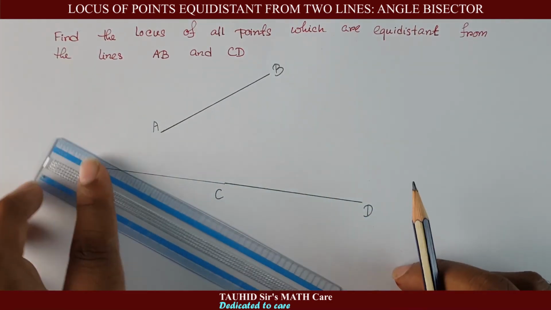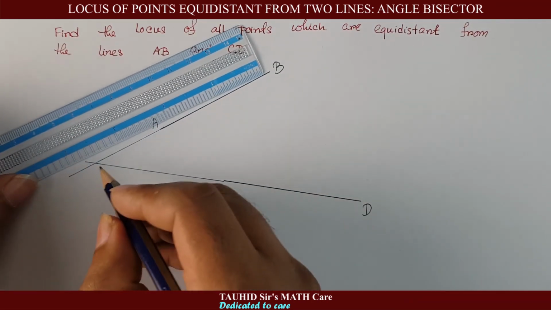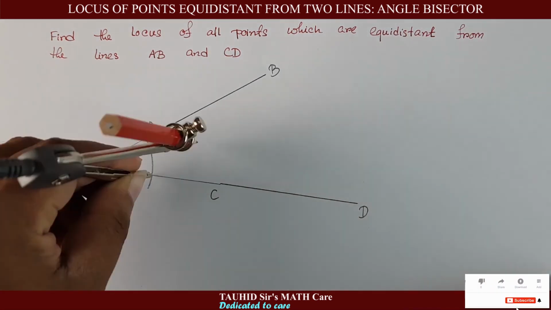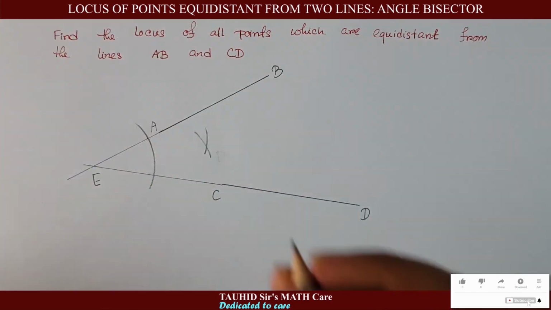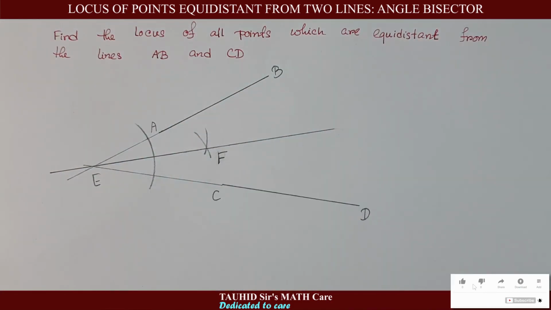We extended CD and AB so that they intersect at the point E. Now we will follow the procedure that we have applied before. This EF is the locus of all points which are equidistant from the lines AB and CD.